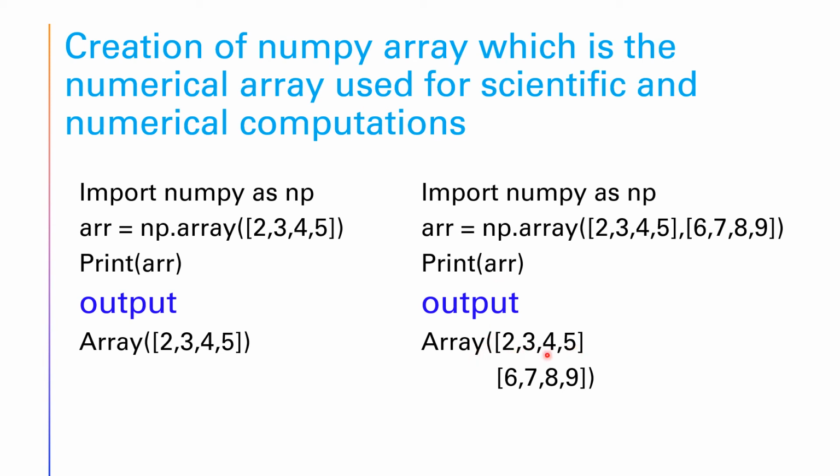This array is a two-dimensional array because it has two rows, and it is called a 2 into 4 array because there are two rows and four columns. So the size of this two-dimensional array is 2 by 4. This is the way we can create a multi-dimensional array as well as a single-dimensional array using numpy. Numpy is a very powerful package or module available in the Python language.